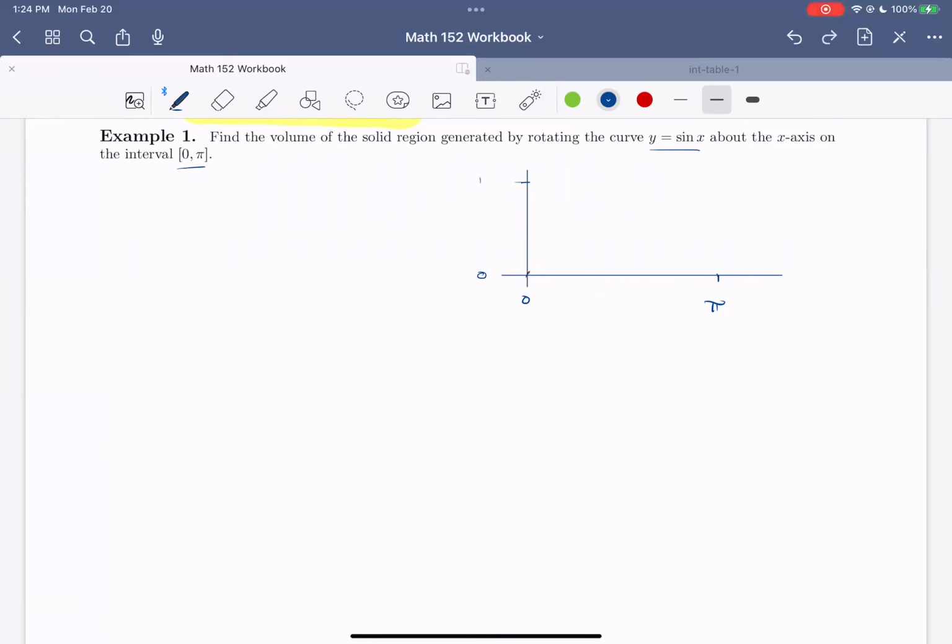It's a little bit more symmetric, so I'm just going to try again here. There we go. We'll stick with that. Okay, so there is the shape that we're given, y equals sine of x. And we want to find the volume, but volume of what? Volume of the solid region generated by rotating this curve around the x-axis.